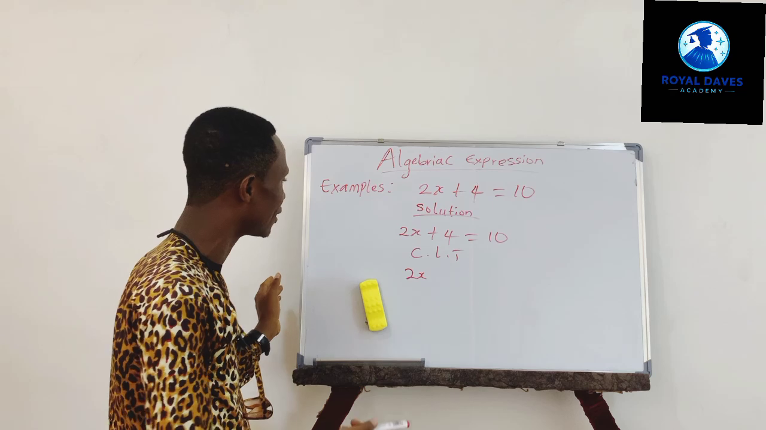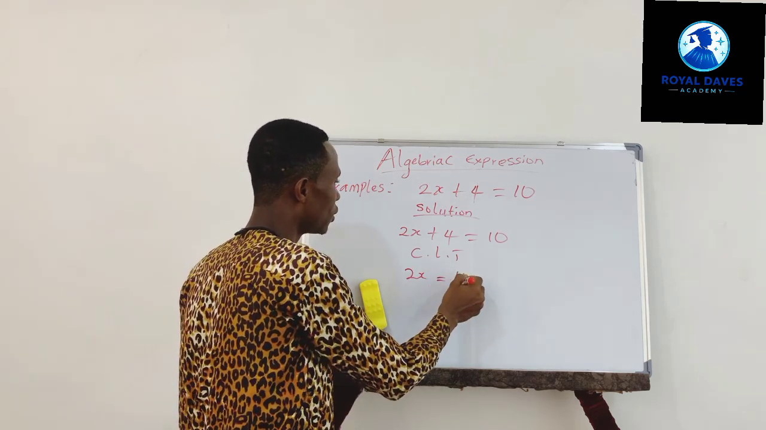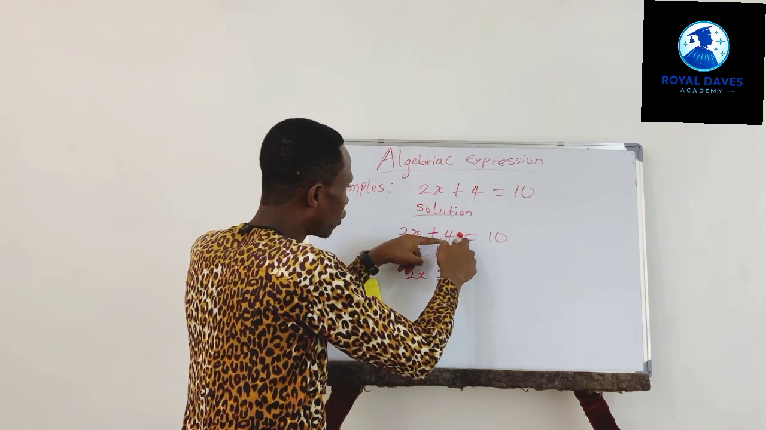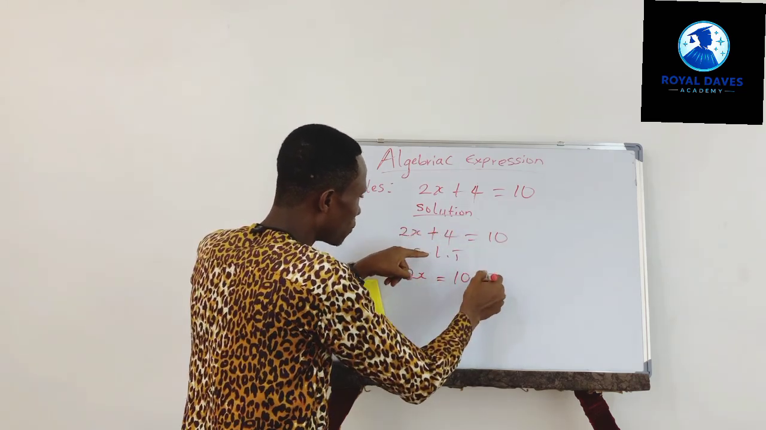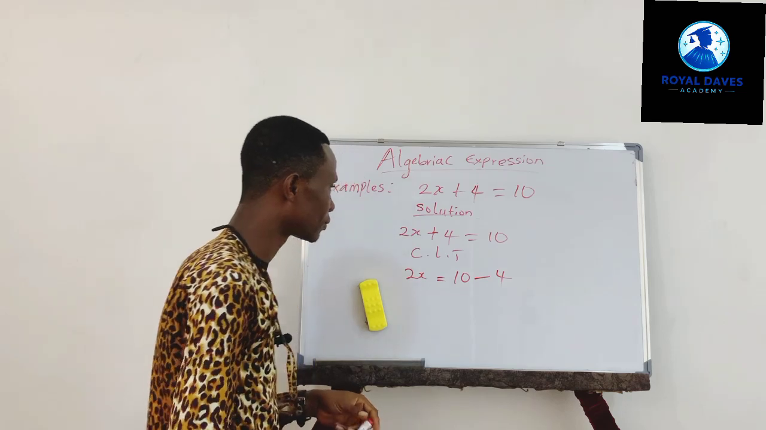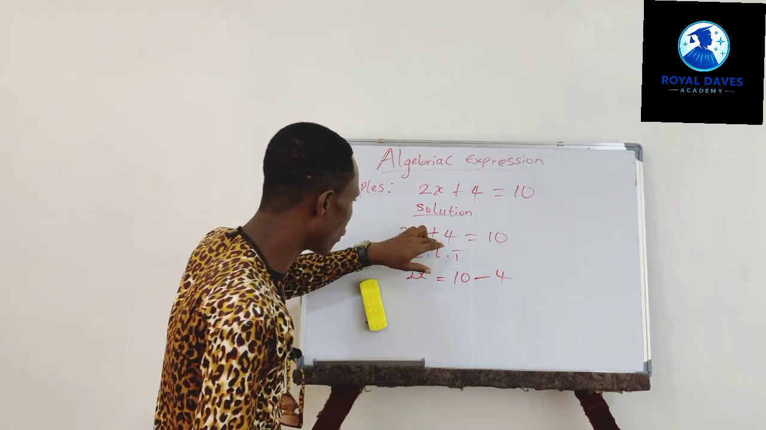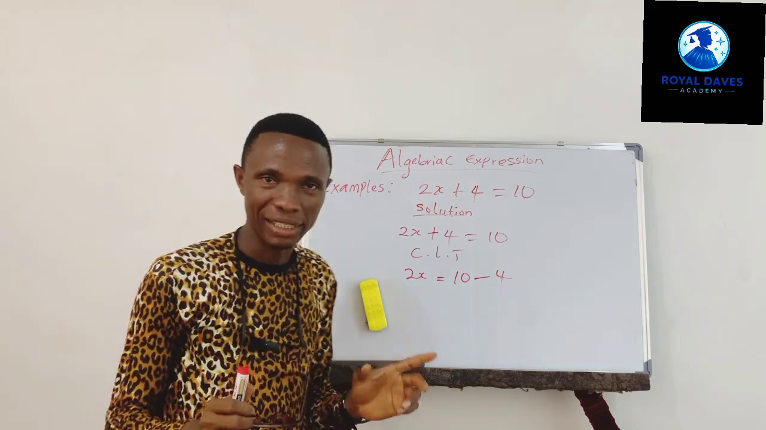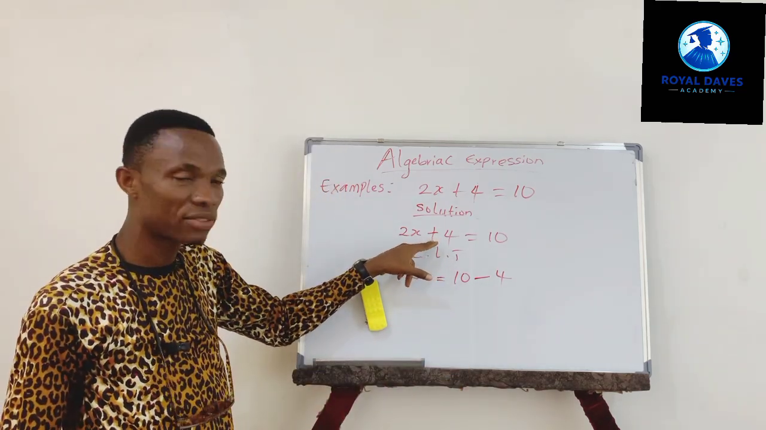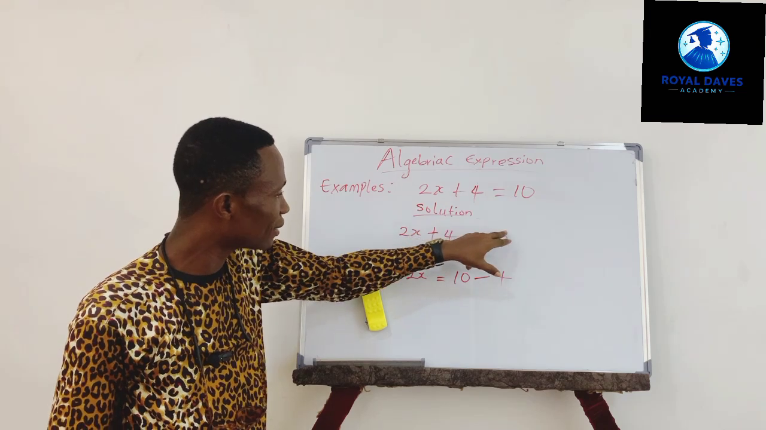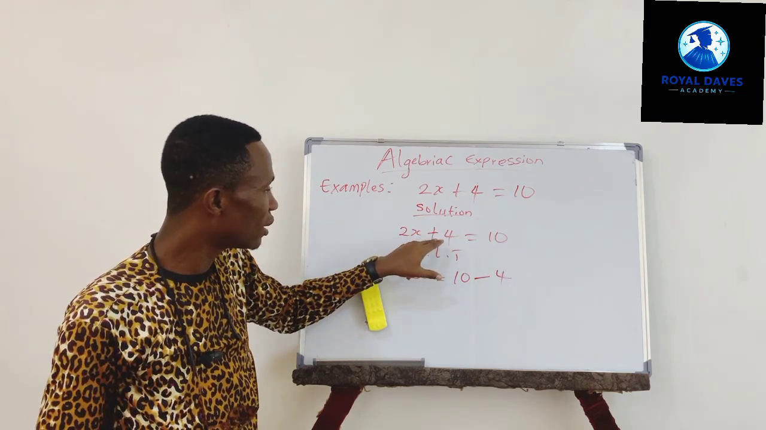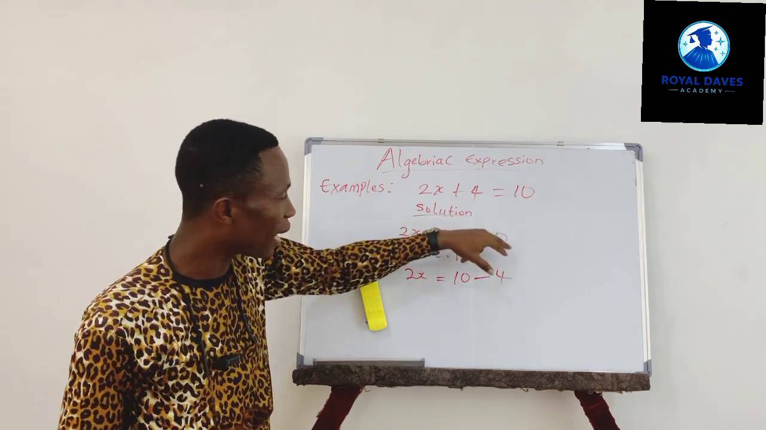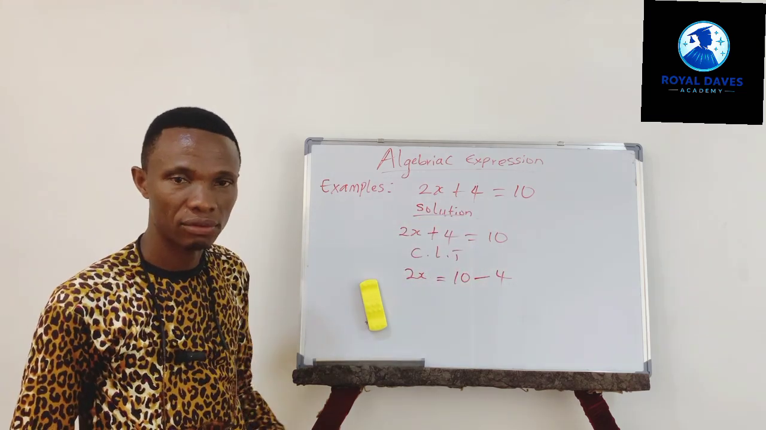We move this one back here. This is a plus sign. When it crosses this equal sign and comes over here, it will change to minus 4. And if you have minus here, when it crosses this equal sign and comes this side, it will change to plus. Take note of that. When you have a positive sign crossing the equality sign, it will change to negative. When you have a negative sign crossing over the equality sign, it changes to positive. That's the rule in solving algebraic expression.